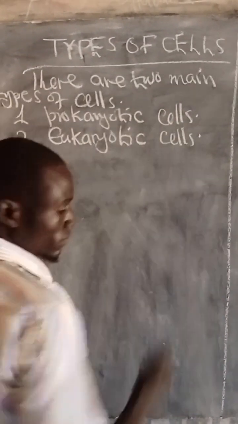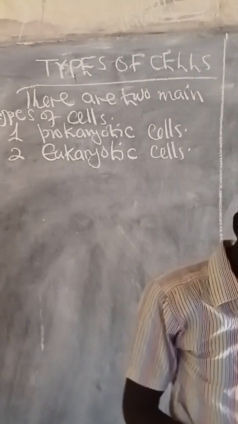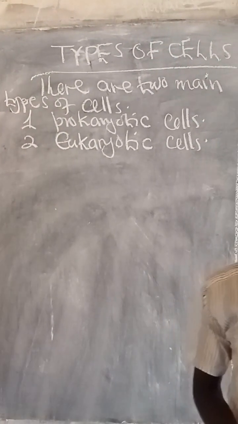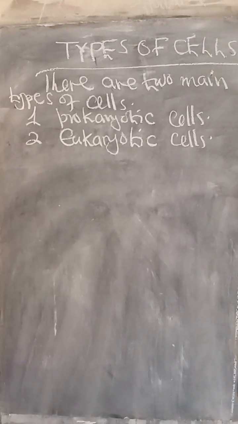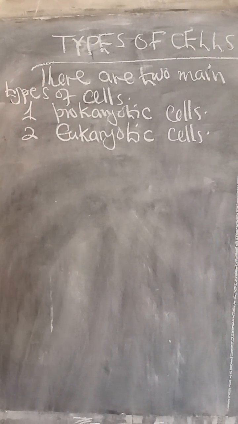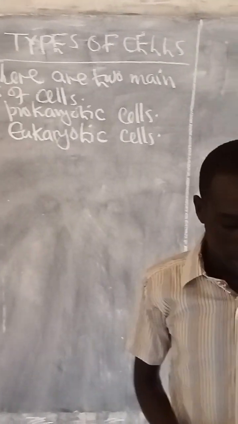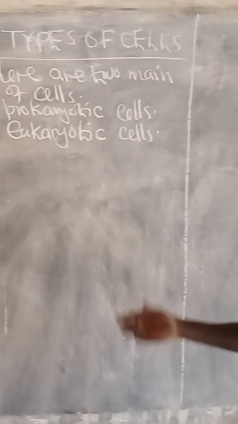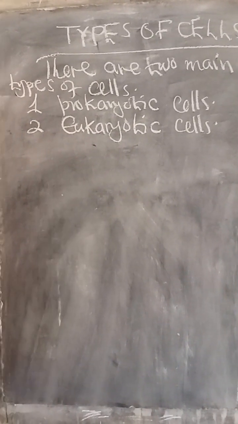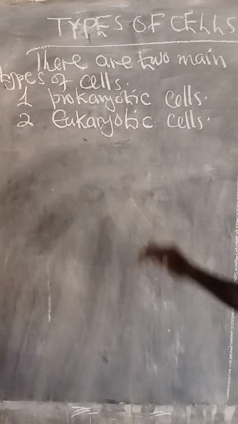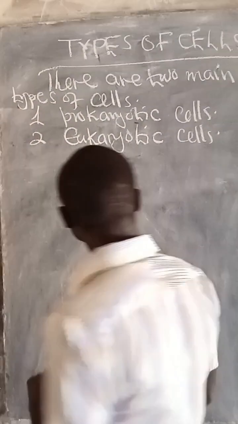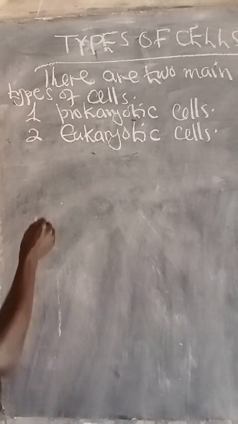But you find that many students believe that the two types of cells we have are animal cell and plant cell. That's mostly what students write. When the question is asked, state two types of cell, they normally write animal cell and plant cell. And we're saying the animal cell and plant cell are examples of eukaryotic cells. But concerning the types of cells, we have the prokaryotic cell and the eukaryotic cell. Now let's look at these two types of cells one after the other.